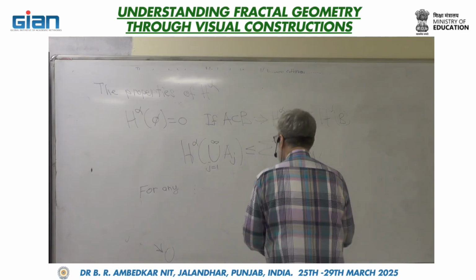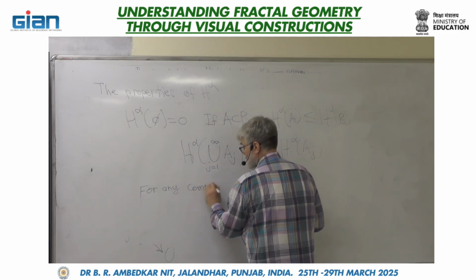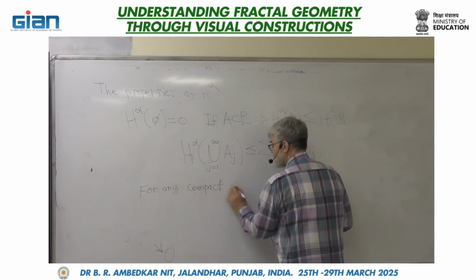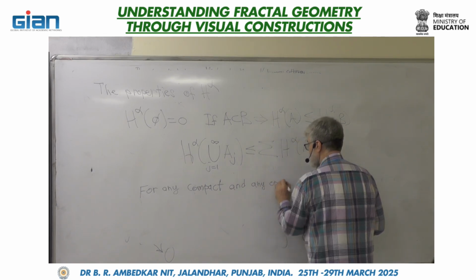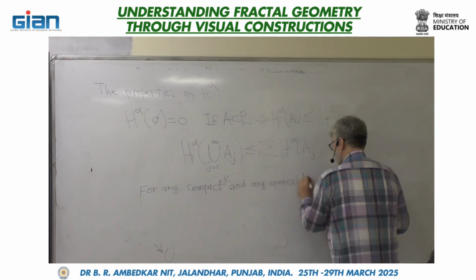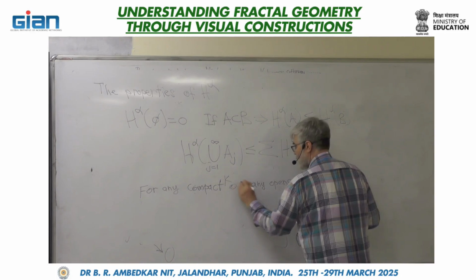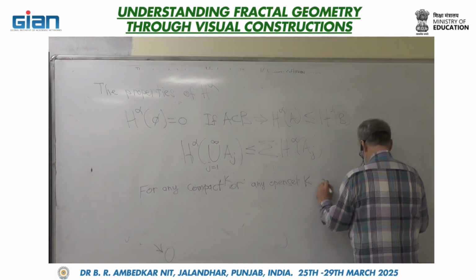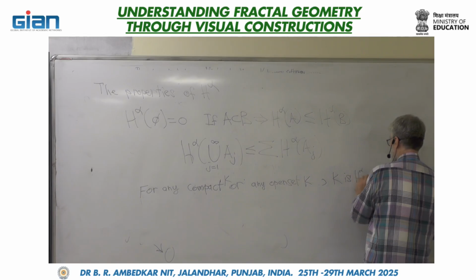So any compact set, or any open set K, is H alpha measurable.